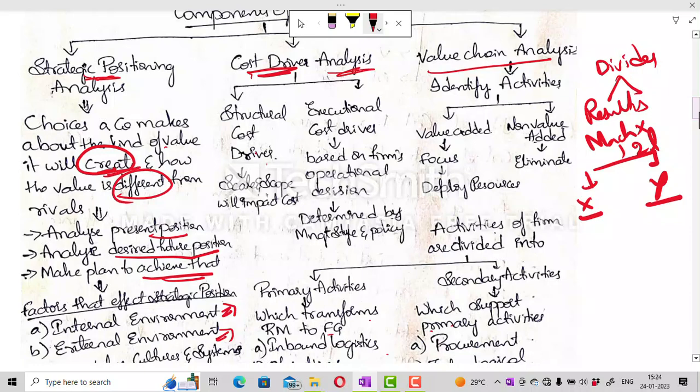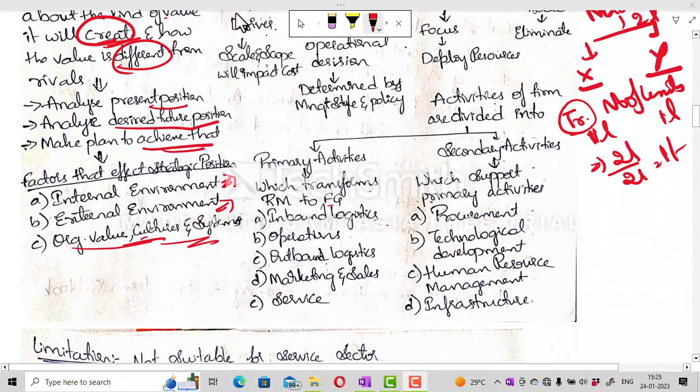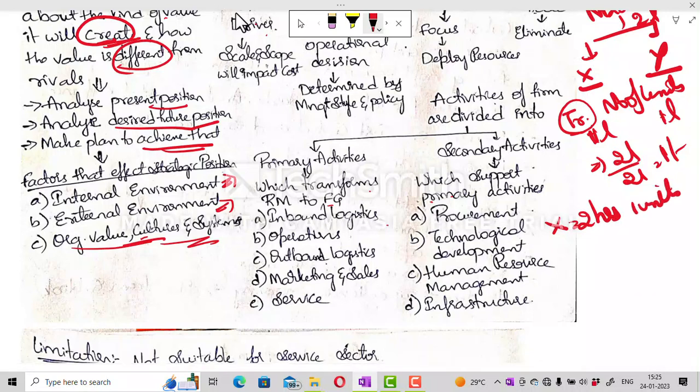Previously, in the traditional method, we used to divide based on the number of units. Suppose X produced 1 lakh units and Y produced 1 lakh units, then 2 lakhs by 2 lakh units gives 1 rupee for each product. That may give wrong results, because X might be using 2 hours to produce 1 unit, and Y might be using just half an hour for producing 1 unit.